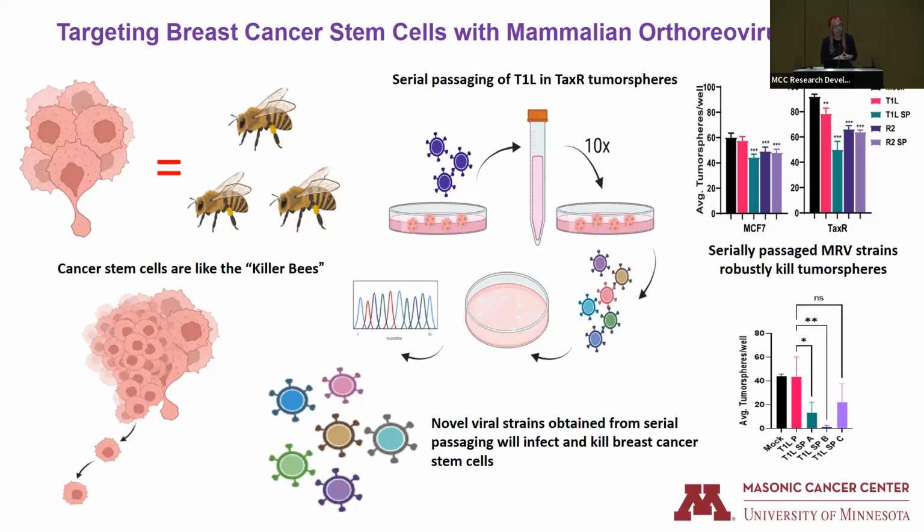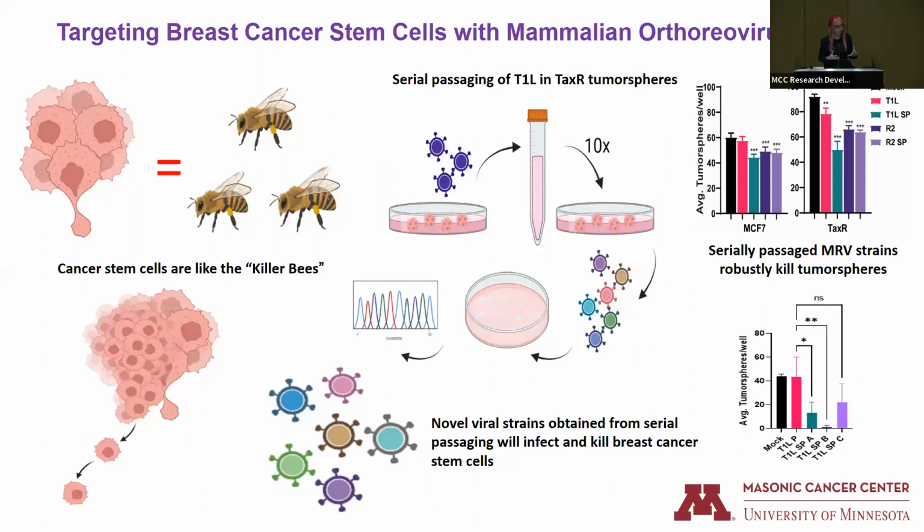My research entails targeting breast cancer stem cells with oncolytic viruses. Oncolytic viruses are able to cause direct tumor lysis without harming normal cells. My PhD thesis focuses on studying mammalian orthoreovirus, or MRV. MRV has been used in clinical trials for metastatic breast cancer. In these trials, it has been found that MRV is safe and effective when used in combination therapy.